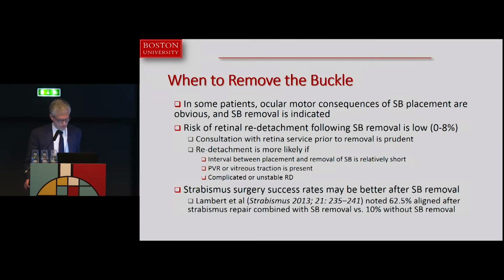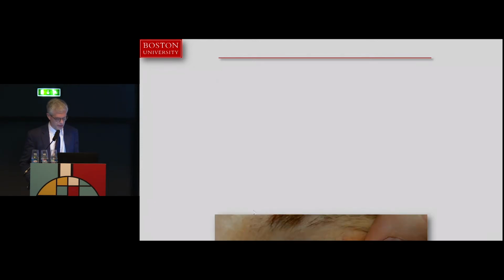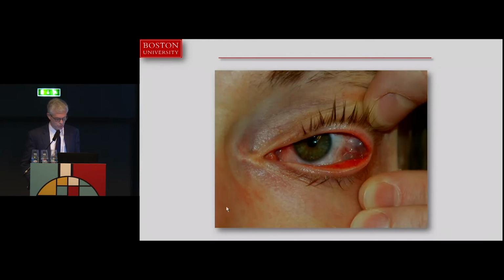Lambert and co-authors reported in 2013 that their realignment rate after scleral buckle removal was dramatically better than if the scleral buckle was left in place. Other authors have not shown that significant a difference. Here's a scleral buckle from a screen capture of a video that shows the placement of the buckle. And if you can see my cursor here, you can see that these retaining sutures are a problem if you're thinking about removing the buckle, because they do hold the buckle in place and sometimes make removal difficult. So be prepared for complications during the time of your buckle removal.